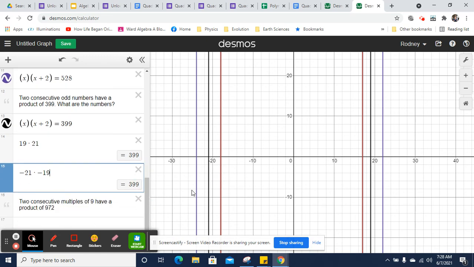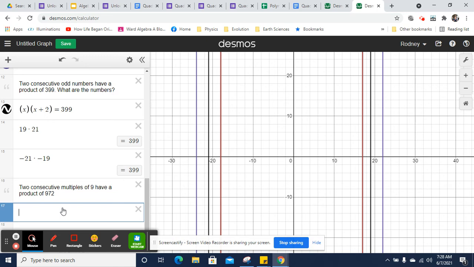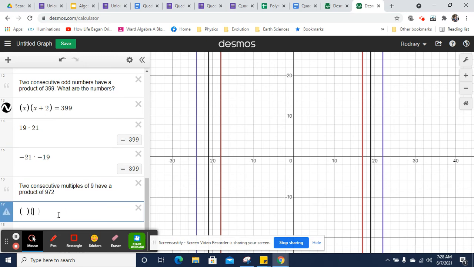Okay. By the way, these are vertical lines. These are not a parabola. This is simply giving us all the locations that have the x value that's the solution. But the last one's a little trickier. It's a product. The two things multiplied give us 972.